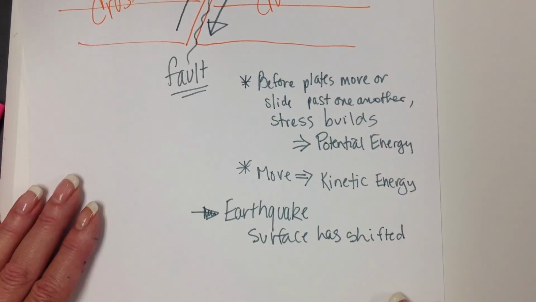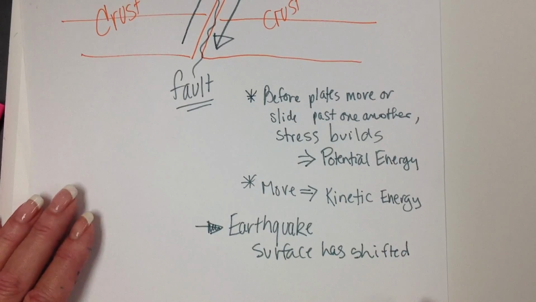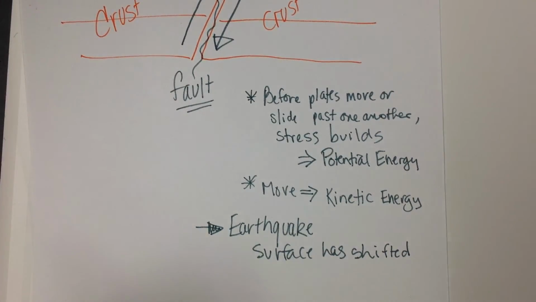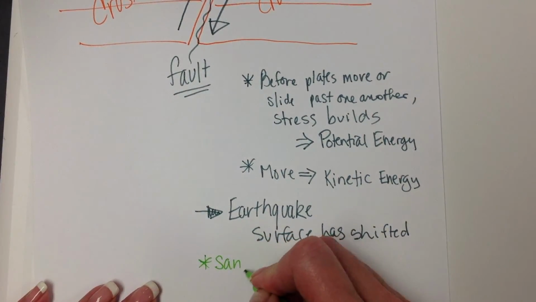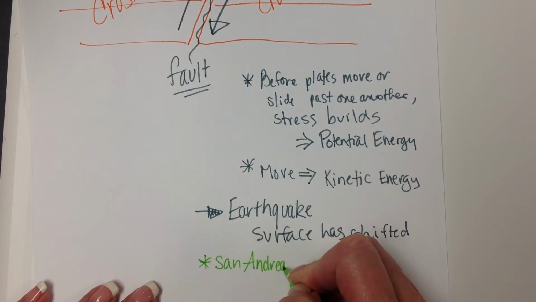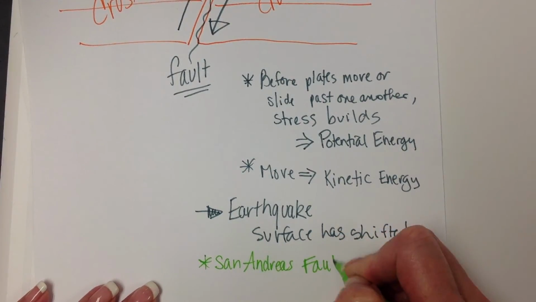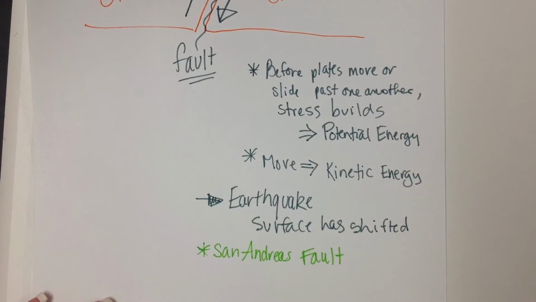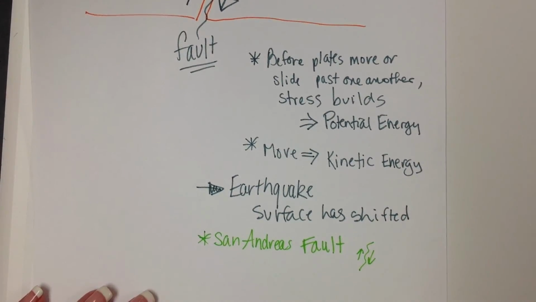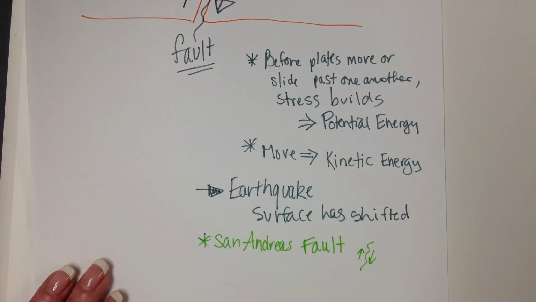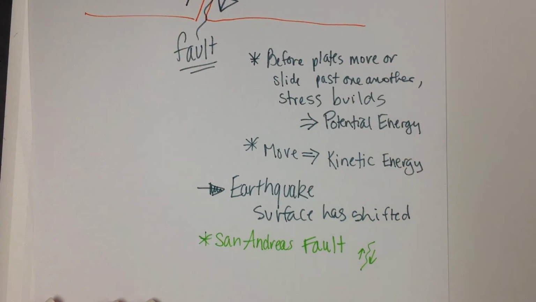And our example for a transform boundary here in the United States, we have a great example, and it is the San Andreas Fault. The fault is that crack, and along that crack takes motion. Motion takes place because the plates are trying to move past one another. All right, and that would be it for plate tectonics.